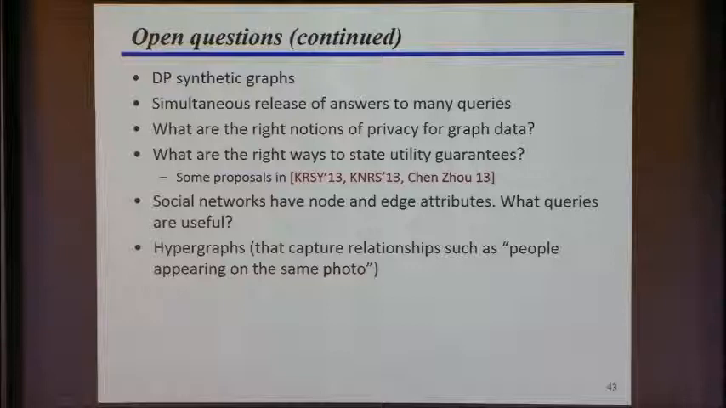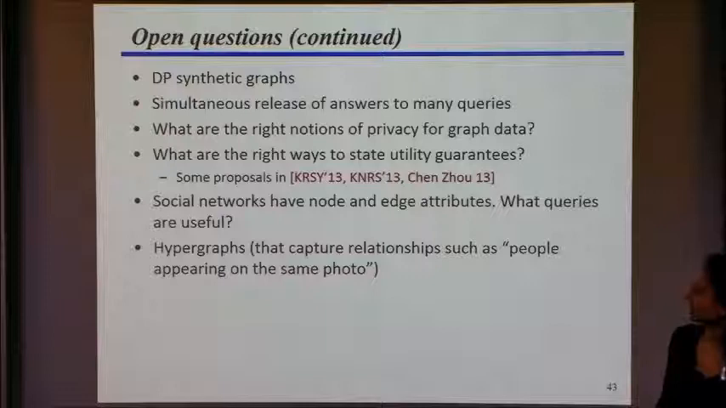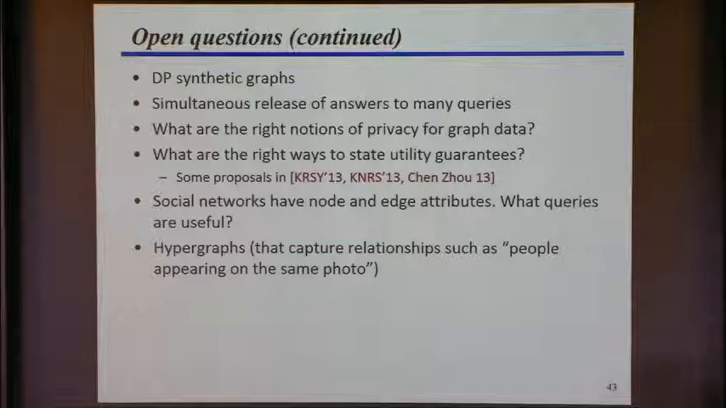What are the right notions of privacy for graph data? Maybe there are some other interesting notions. I very briefly mentioned notions that people were exploring, like zero knowledge differential privacy. And what are the right ways to state utility guarantees? Again, I didn't talk about it much.